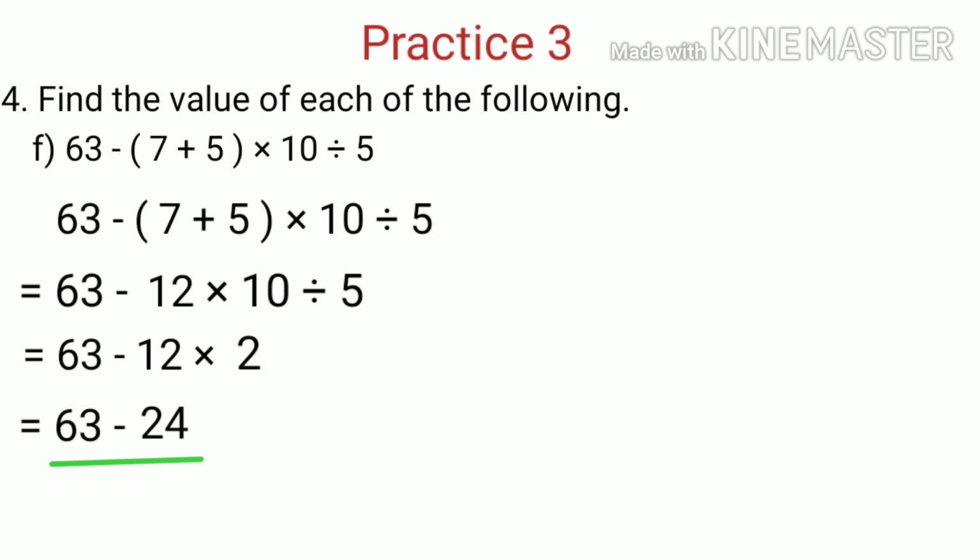Now since the expression involves only subtraction, so now we will subtract 24 from 63. And when we subtract 24 from 63, we get 39. So 63 minus open bracket 7 plus 5 close bracket into 10 divided by 5 is equal to 39.